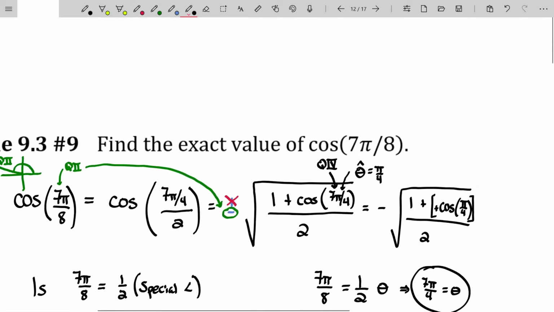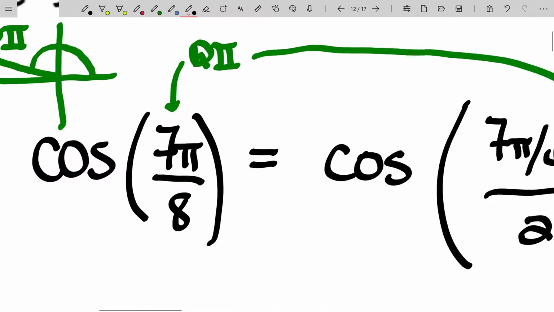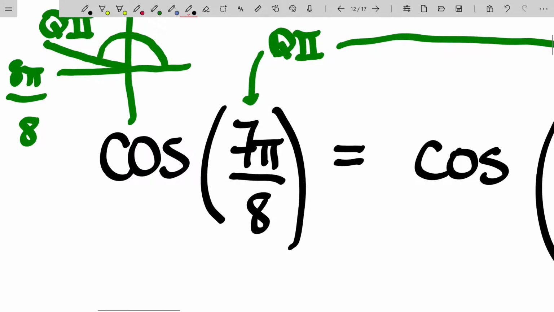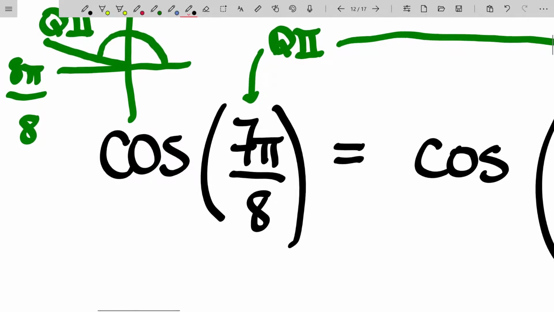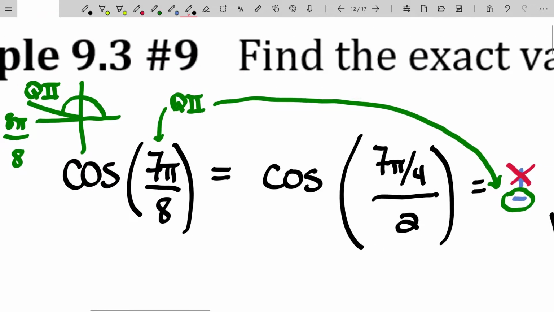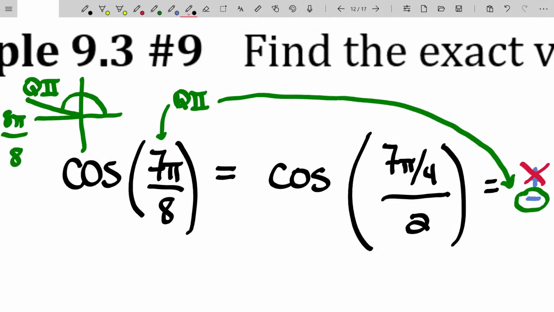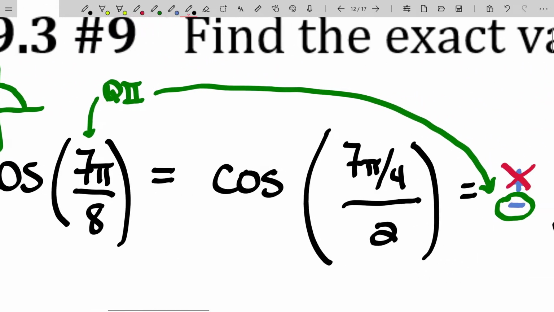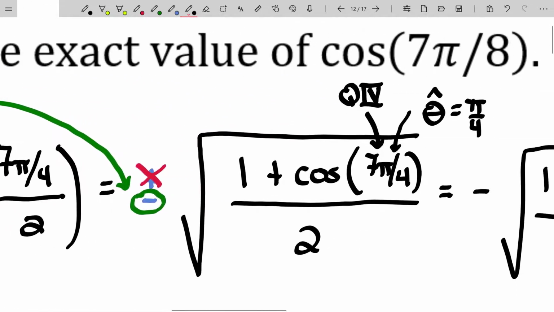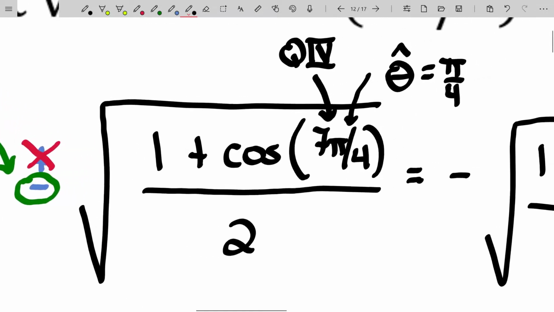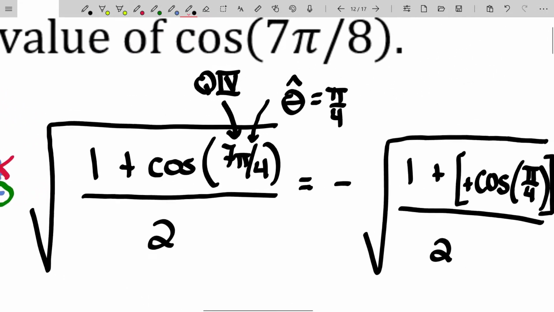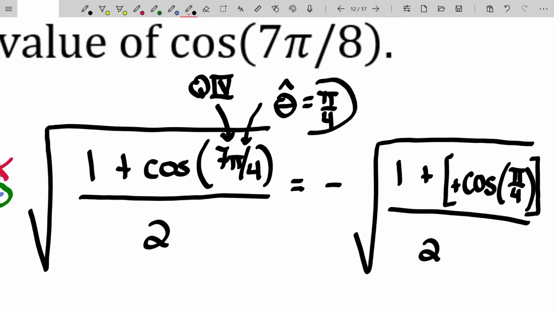In this problem so far, we used quadrants twice. We started with this cosine of 7 pi over 8. 7 pi over 8 is in quadrant 2, which tells me that cosine will be negative. We then found out that 7 pi over 8 is half of 7 pi over 4, and we used the half angle formula. We get to this point and we say, okay, I want to exchange that cosine of 7 pi over 4 for the cosine of its reference angle, but I need to consider the quadrant. The reference angle is pi over 4. The quadrant is 4 for 7 pi over 4, and cosine is positive in quadrant 4.